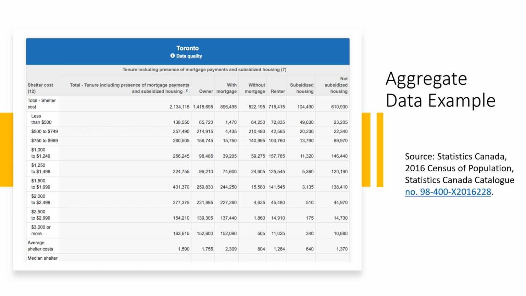This is an example of an aggregate data set in which shelter costs are cross-tabulated with the type of housing, in this case, tenure. This data can then be transformed into charts to help communicate this information better, and to help the reader identify patterns in the data.